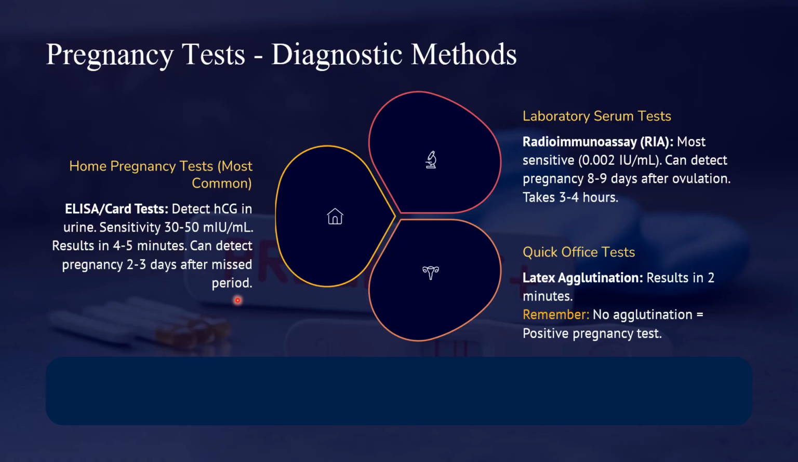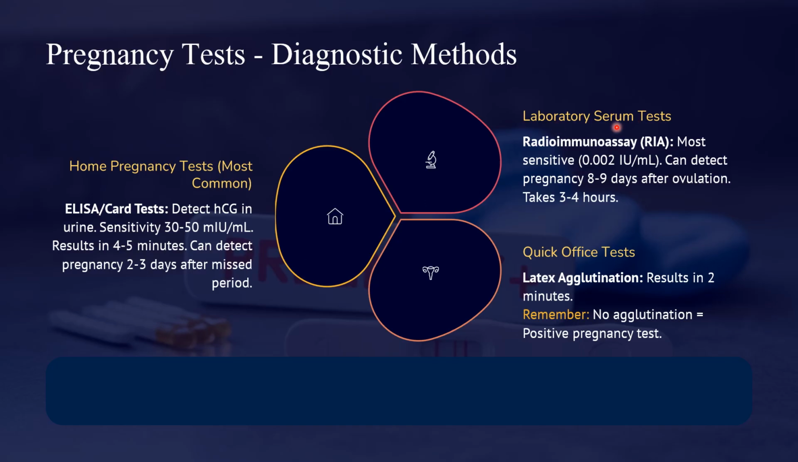Okay, so that is why I said, if the mother is at a very initial stage of a pregnancy, ELISA will not be able to detect pregnancy. It will show a negative, even though the woman is pregnant. Okay, so that is why it can detect pregnancy 2 to 3 days after missed period. That means almost a month or more than a month.